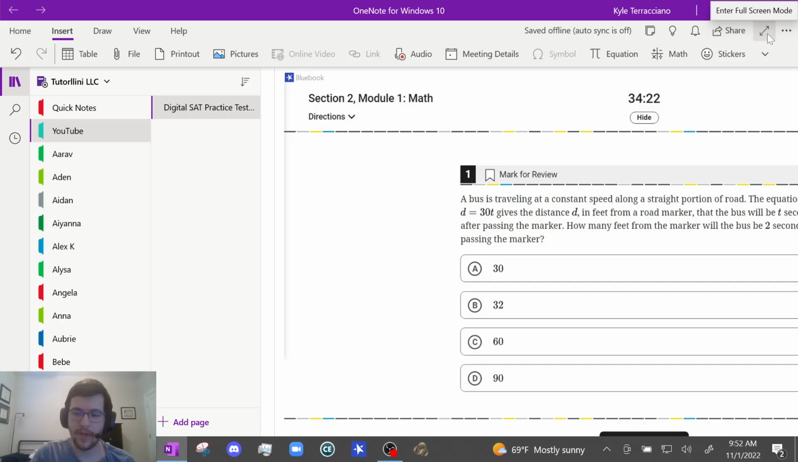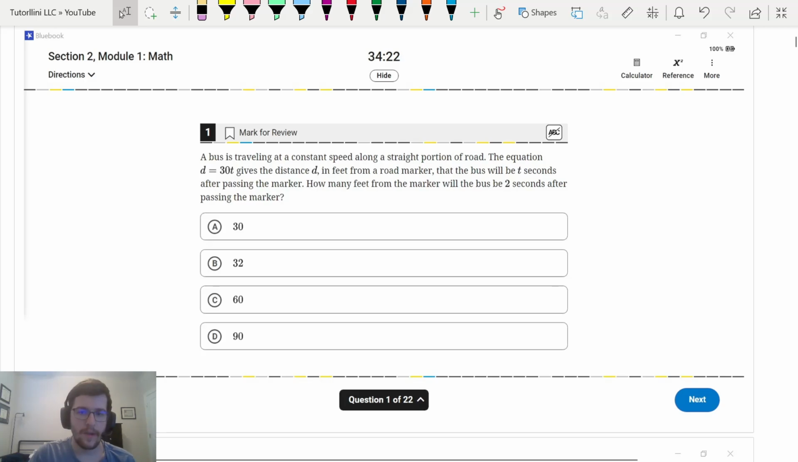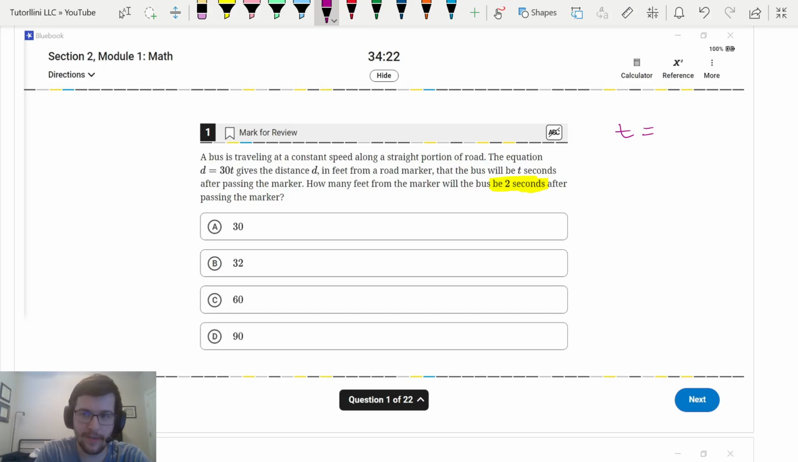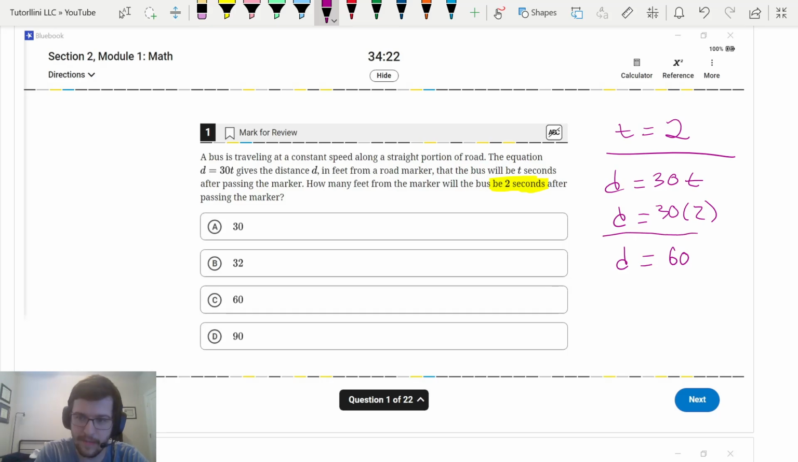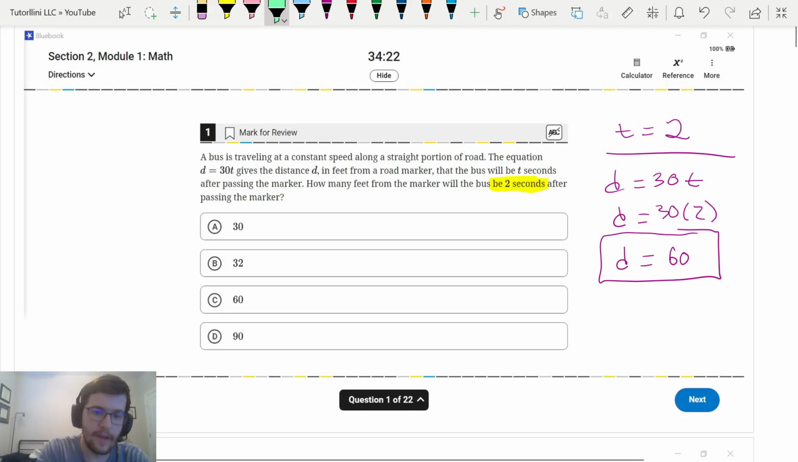Okay, so question 1 of Module 1. So it gives us this equation. It says t is the time, and it wants to know 2 seconds after passing the marker. So that tells us that t is equal to 2. So we're going to do d equals 30t. d equals 30 times 2. And we get d equals 60 feet. And that is answer choice C.